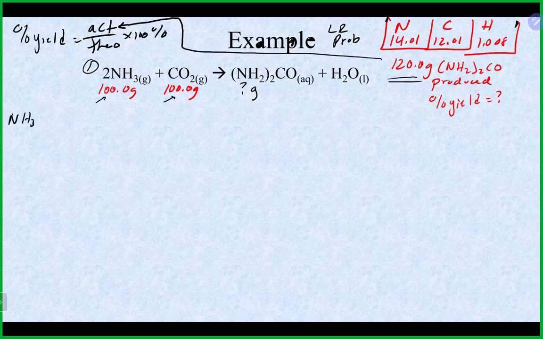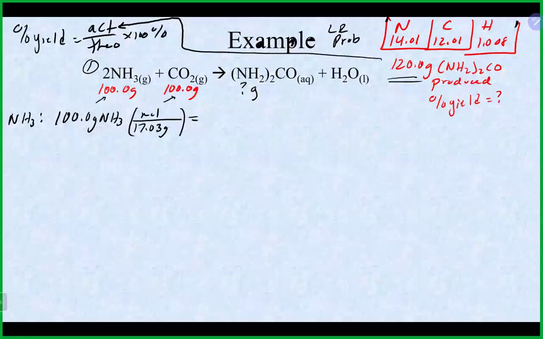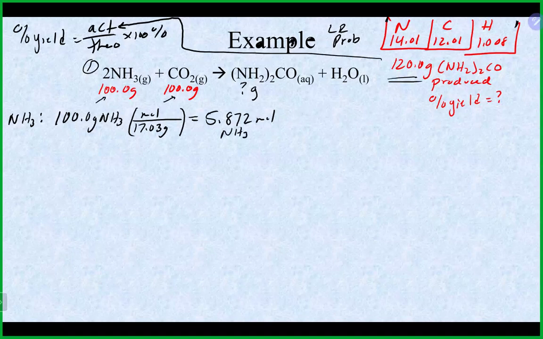So NH3 here, we're going to take 100 grams of NH3. We'll use the molar mass, which I think we might have calculated in a previous problem, and that is 17.03 grams per mole. If you go to the periodic table, 1 nitrogen at 14 and 3 hydrogens at basically 3 will give us a starting amount for our NH3 of approximately 5.872 moles of NH3.